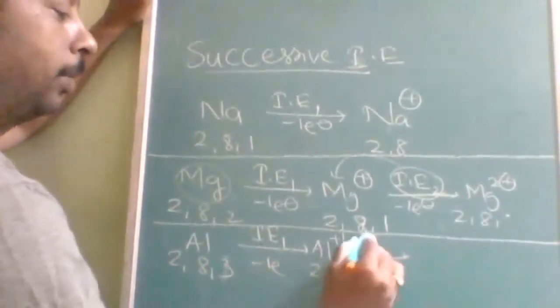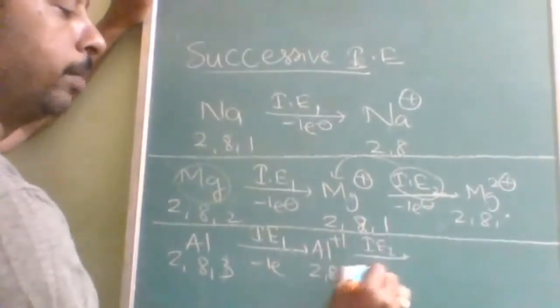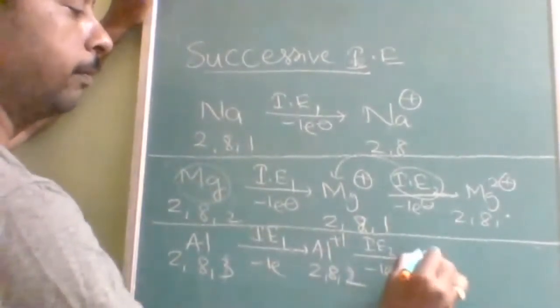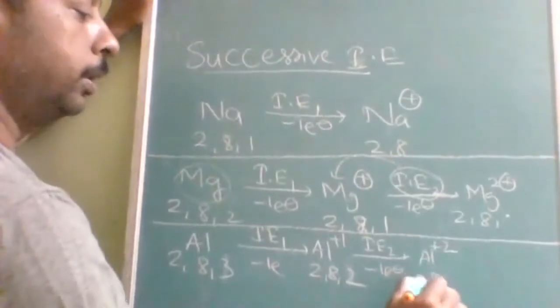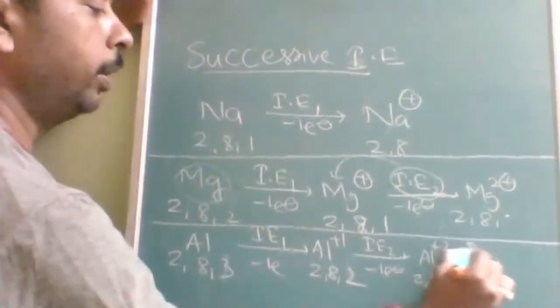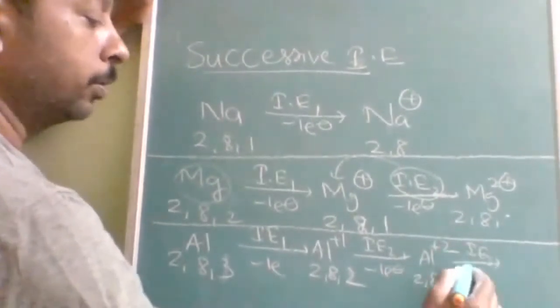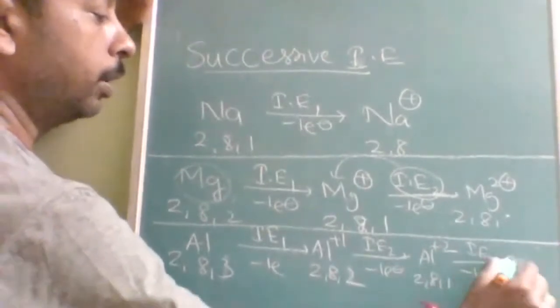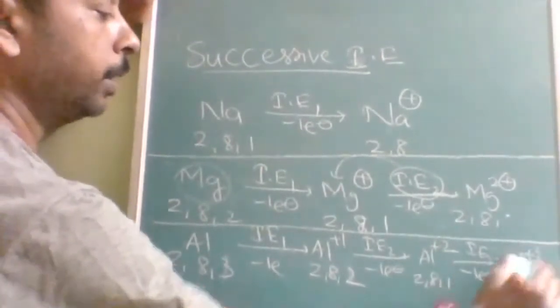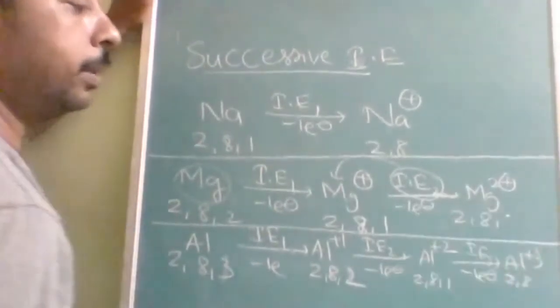No. Then what will it take? IE2. One more electron it will lose. It will form Al plus 2. Is it stable? No. Then you will give IE3. So then it will lose one more electron. Then it will form aluminium plus 3. So now it is stable.